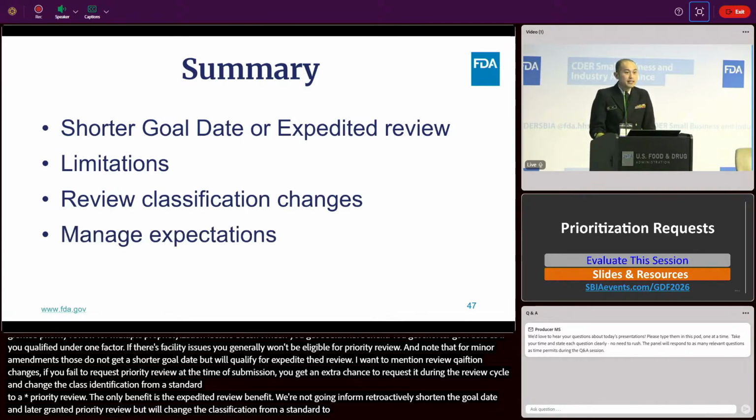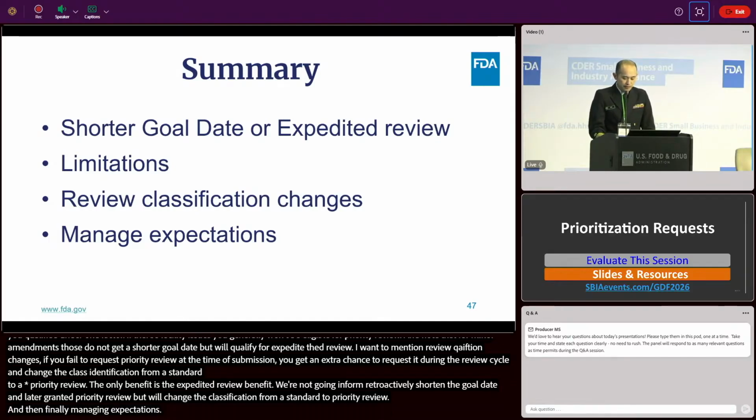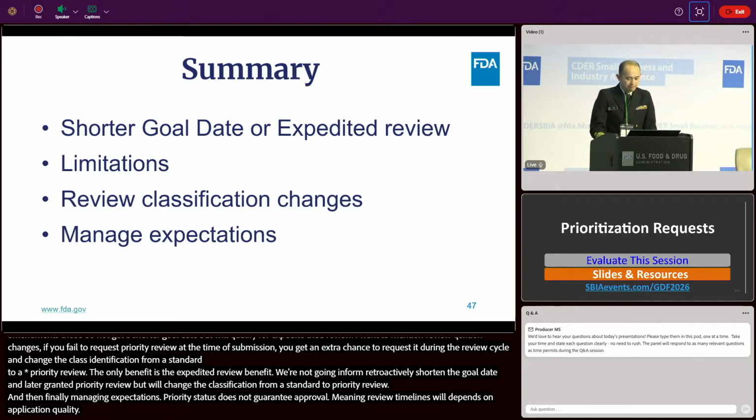And then finally, managing expectations. Priority status does not guarantee approval, meaning review timelines will still depend on application quality. My advice is to remember that submitting a quality application is more important than trying to obtain priority review.